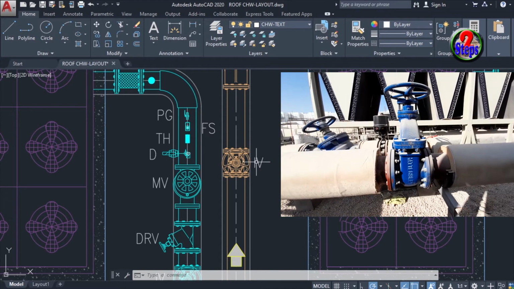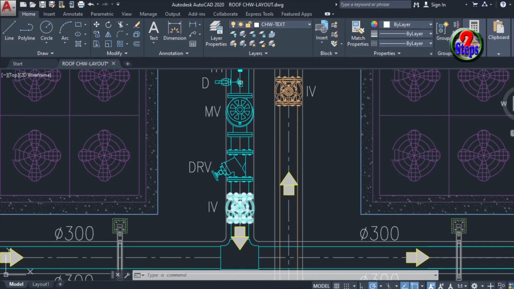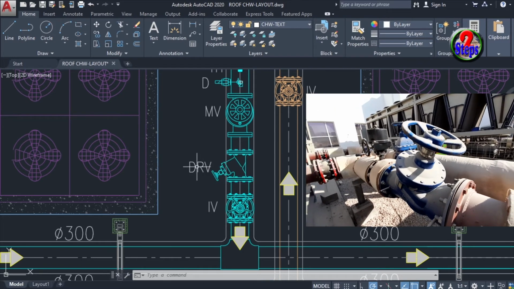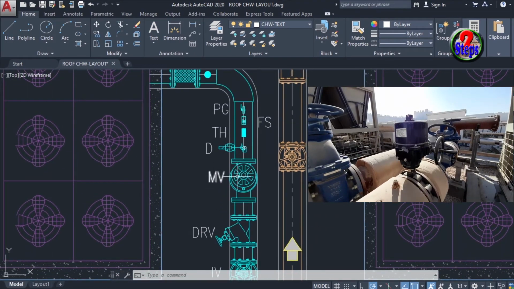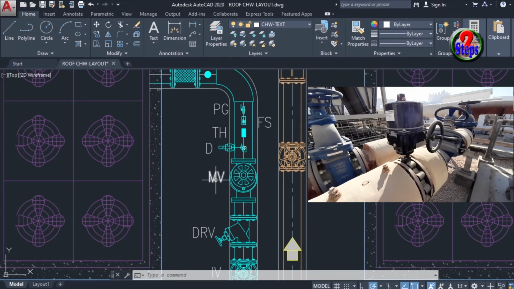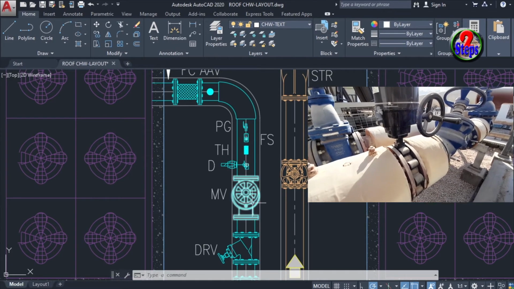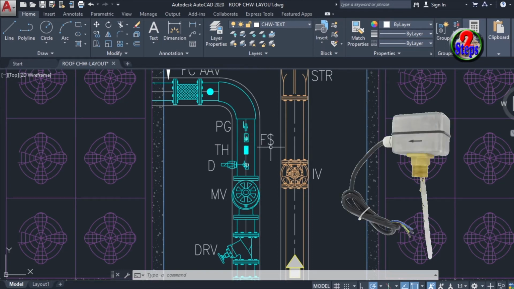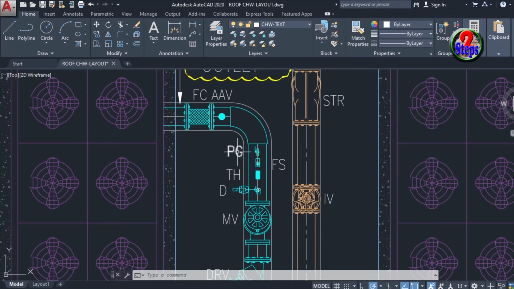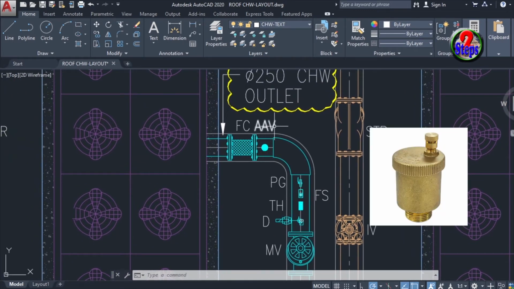And after that, this is the IV. IV means isolation valve. And then here, isolation valve. And DRV. DRV means double regulating valve, and after that MB. MB means motorized valve. This valve is a butterfly motorized valve. Then D, this point D, drain. TH, thermostat. FS means flow switch. Then this point is PG, means pressure gauge.